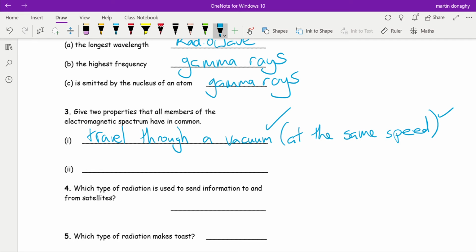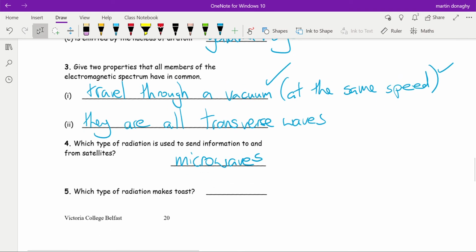However, we can add another, which is that they are all transverse waves. Okay, which means the oscillations are perpendicular to the direction of travel. What type of radiation is used to send information to and from satellites? It is microwaves. And what type of radiation makes toast?